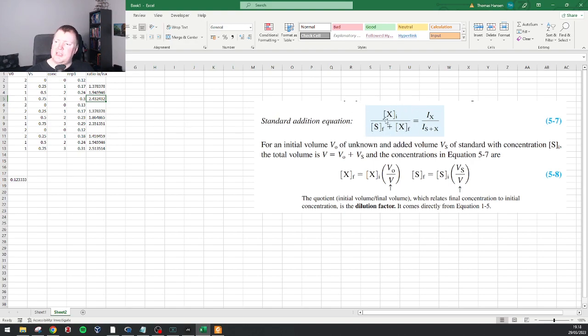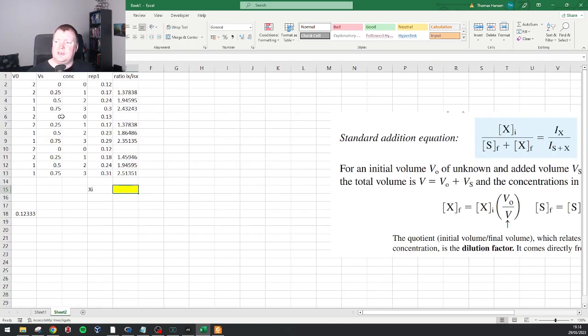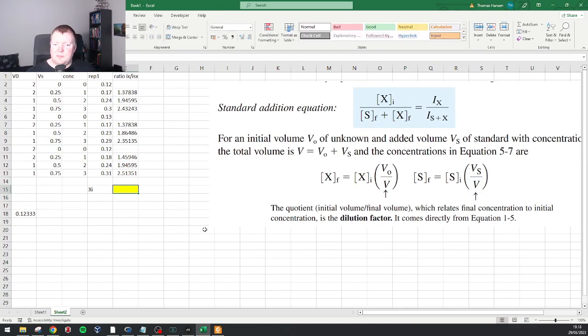Now, in order to do that, we need to know the concentration of our initial amounts, okay? And we don't know that. So we're going to say Xi, color it yellow because that's the one we actually, you can see the yellow, I think. Just zoom in a bit. So that's going to be my variable. I'm just going to put in a value for now. So we're going to calculate the left-hand side here. Left-hand side, actually I should call this right-hand side.